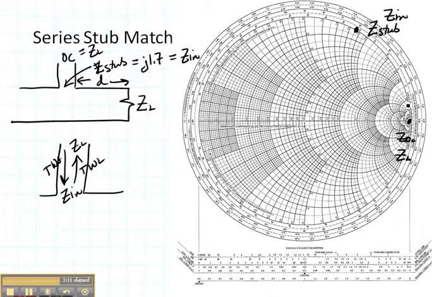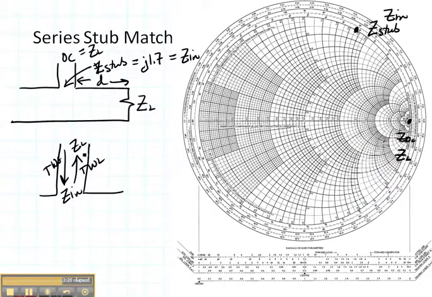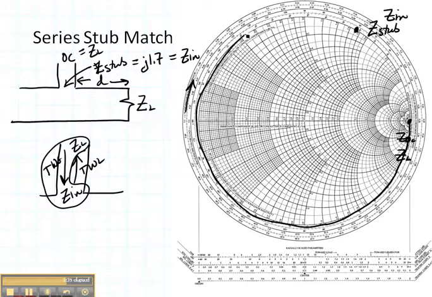So if I am at my load and I want to go to my input, I'm going to go towards the generator. So here I am at the load. I want to go towards the generator, like so, until I reach my input. And that's going to be the distance L, the length of the stub.